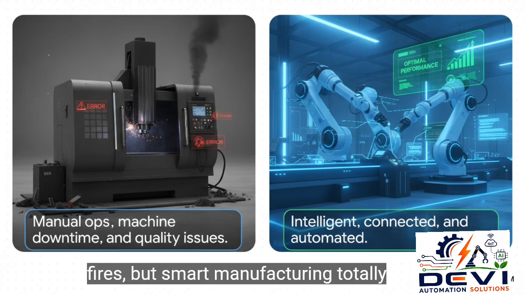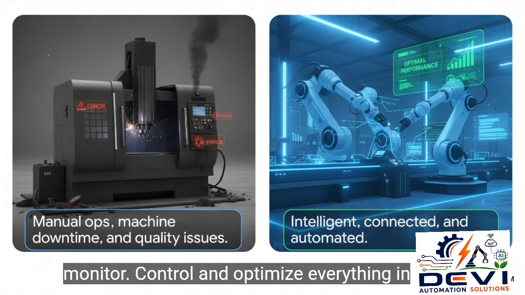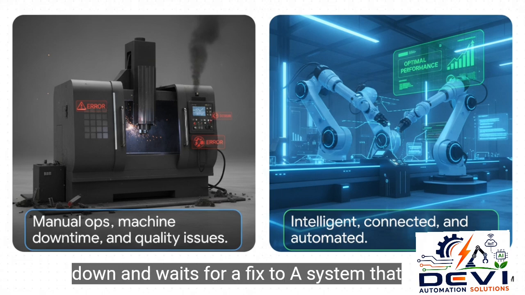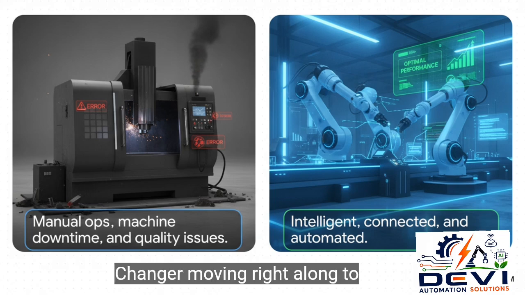But smart manufacturing totally flips the script. It relies on an intelligent, connected, and automated ecosystem to monitor, control, and optimize everything in real time. So we're moving from a system that breaks down and waits for a fix to a system that anticipates problems and optimizes itself dynamically. It's a total game changer.